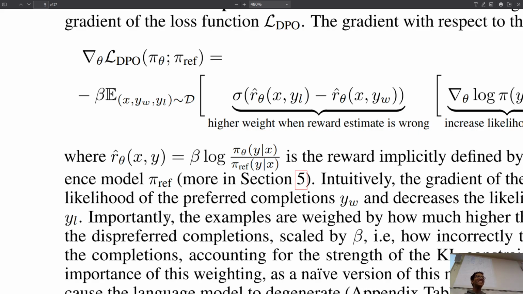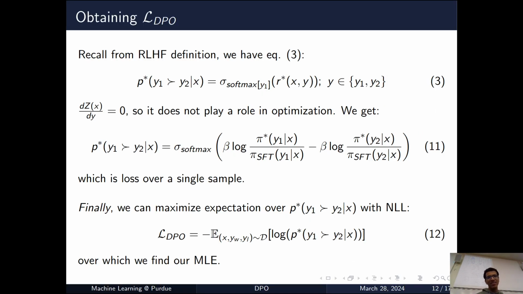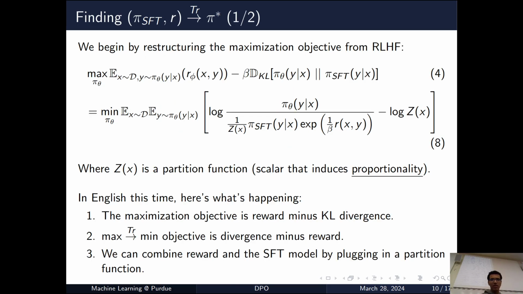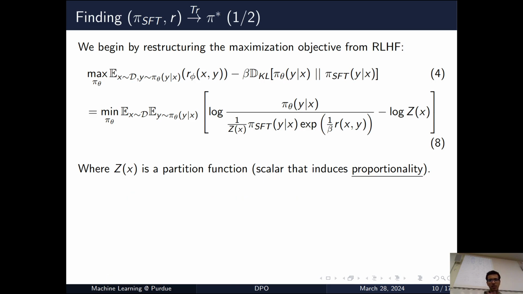I missed out on one. Do you want me to roll back? Just a bit. Where did you miss out? Where should I go back to? We're looking at DPO and we just replaced tail divergence with. Can you tell me what equation and what page? Yeah, just go back.